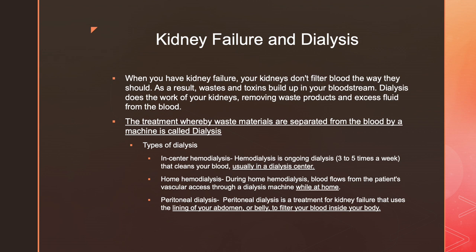Then they have peritoneal dialysis, which is kidney failure that uses the inner lining of your abdomen or belly to filter the blood inside your body. So the act is the same. The way we do it, the route, and the environment we're in are different. So know the difference between the three and know what dialysis does and know who it's for. And then you should be good to go. So let's go to the next slide.